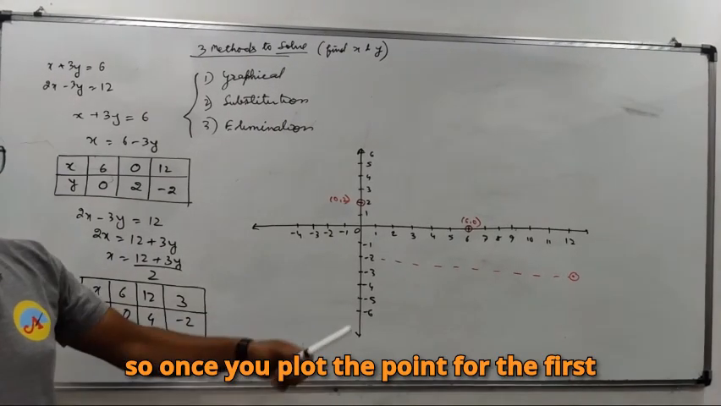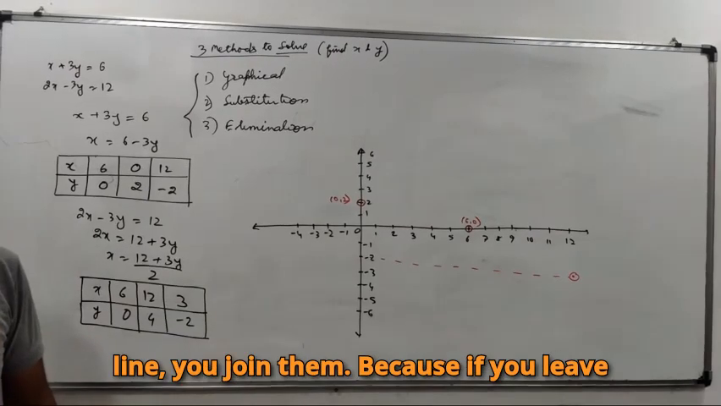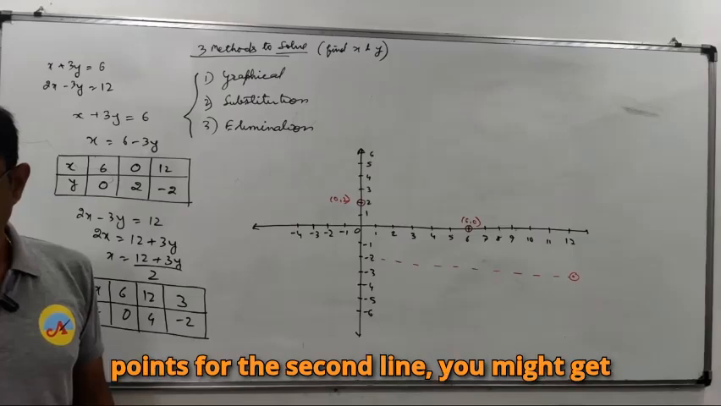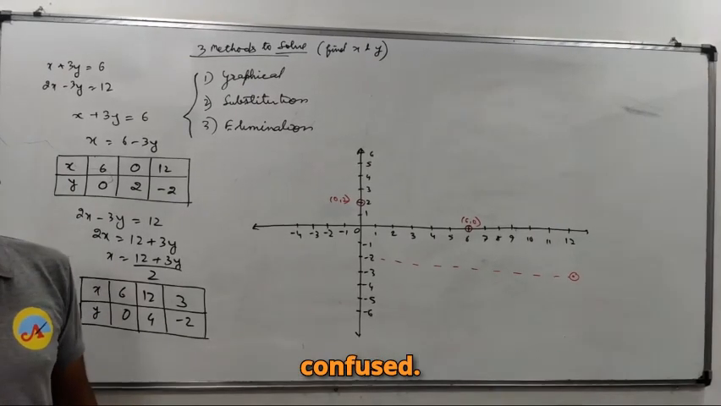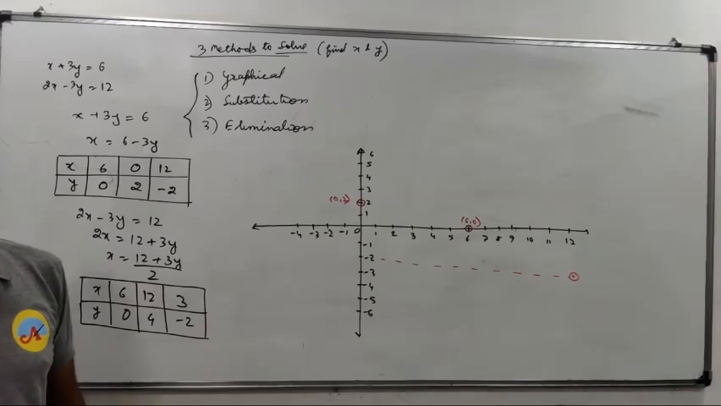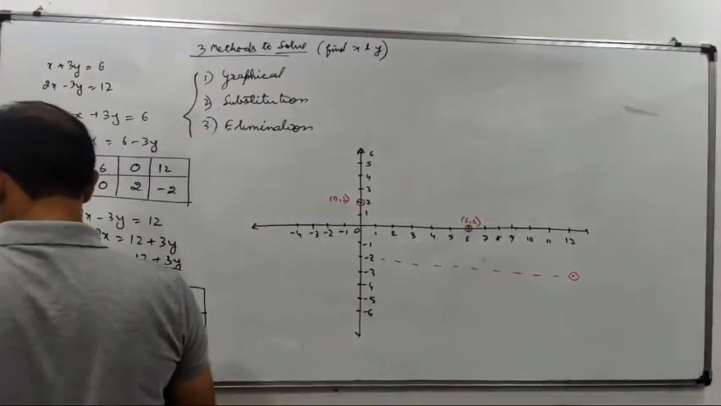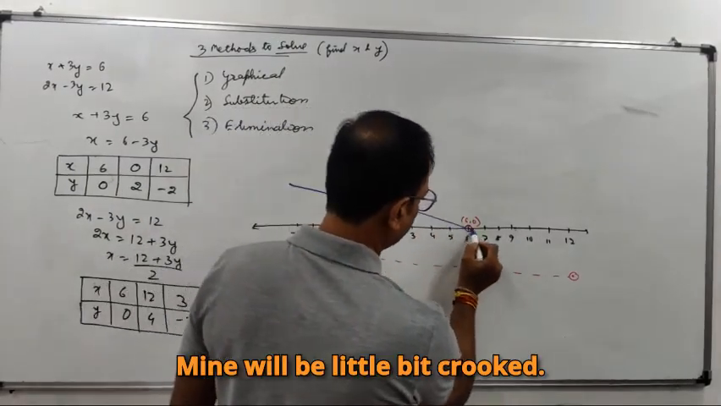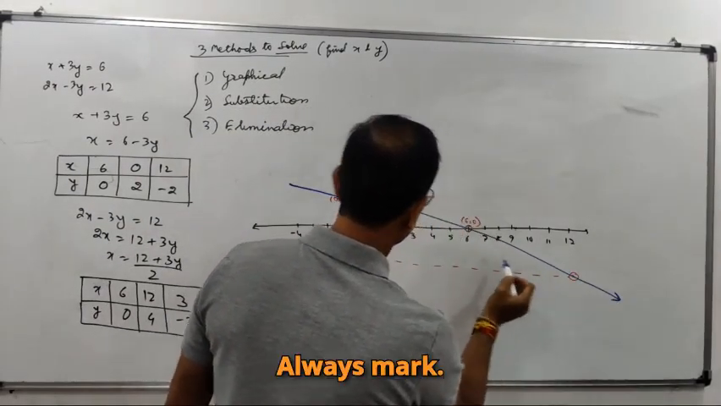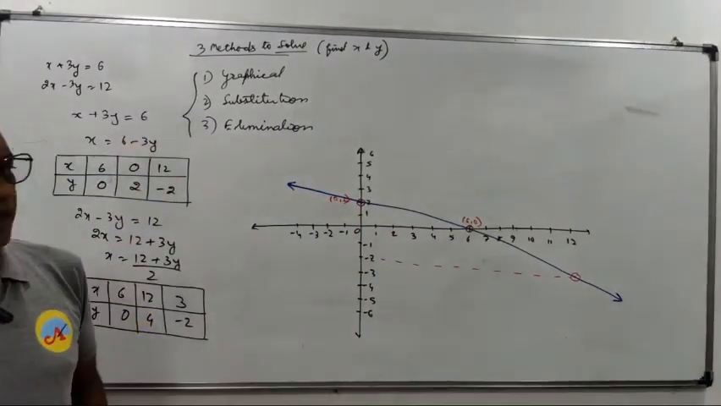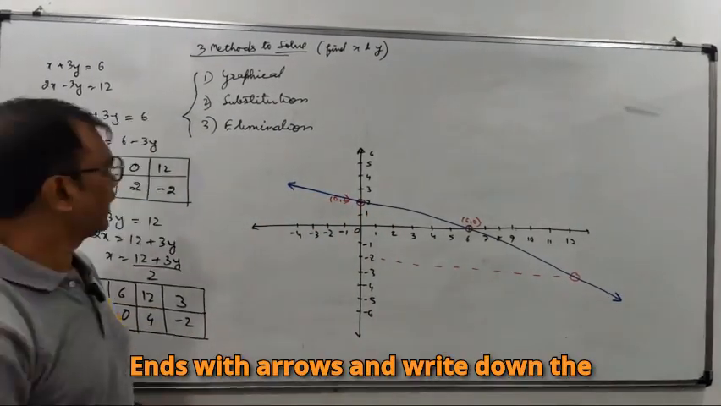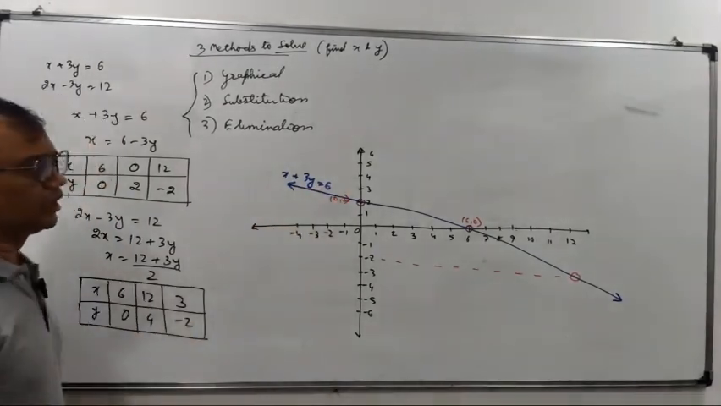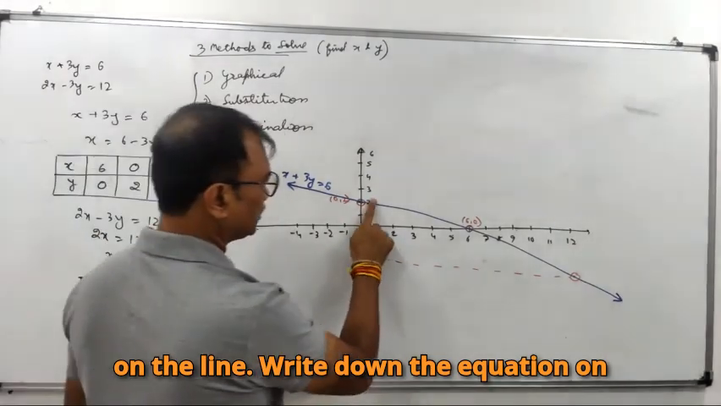Okay. So once you plot the points for the first line, you join them. Because if you leave these points unjoined and plot the points of the second line, you might get confused about whose point this was. So plot and join them. So we'll join. Mine will be a little bit crooked. Always mark the ends with arrows and write down the equation on the line.